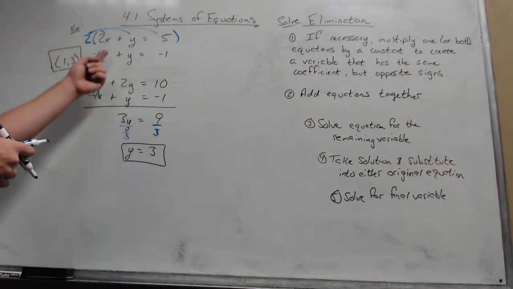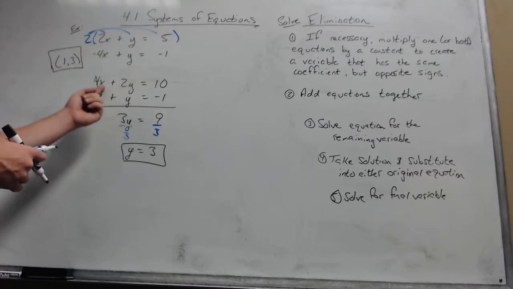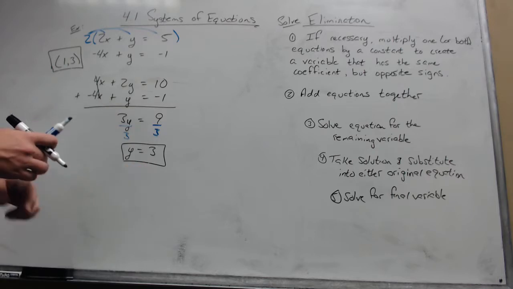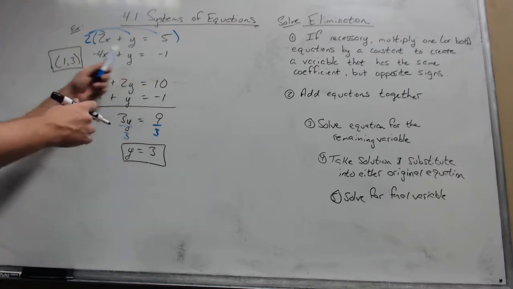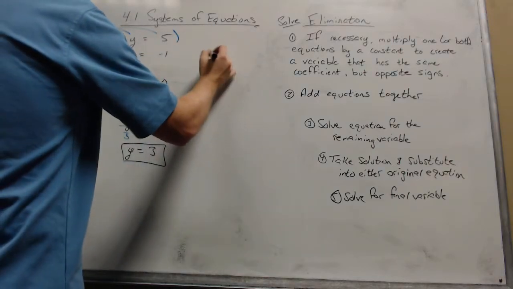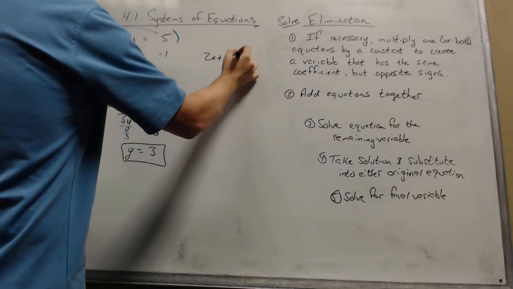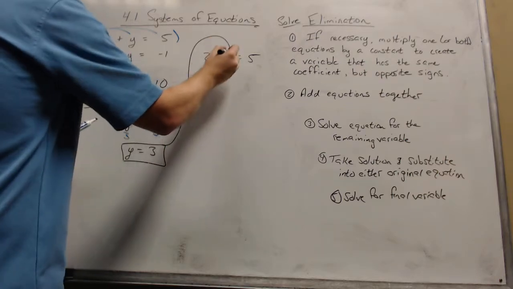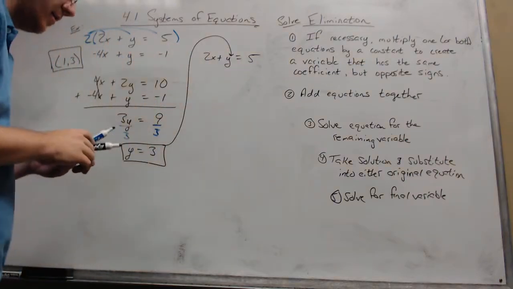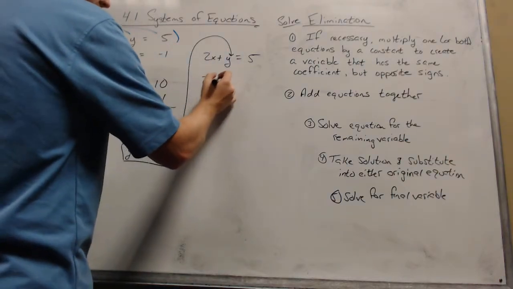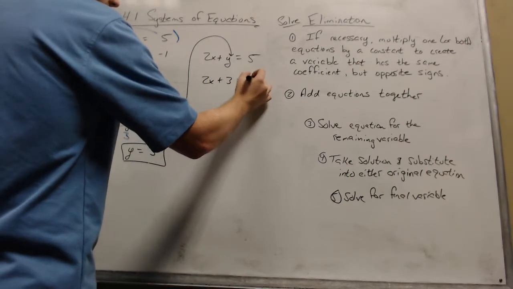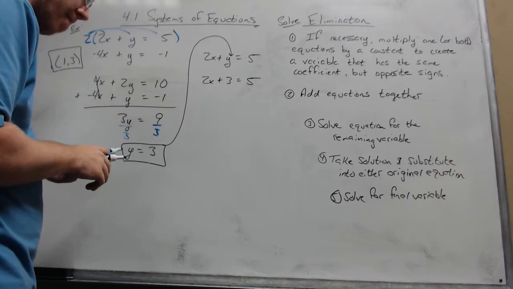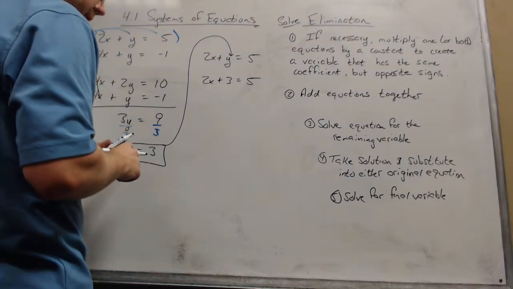We go back to either one of our original equations. Honestly, it could be the equation we manipulated too. Any one of the equations along the way, and we plug 3 into it. So I'm just going to go back up to the top one that we started with. 2x plus y equals 5. We're going to take this value of 3 and substitute it in for y. And then we would have to solve that.